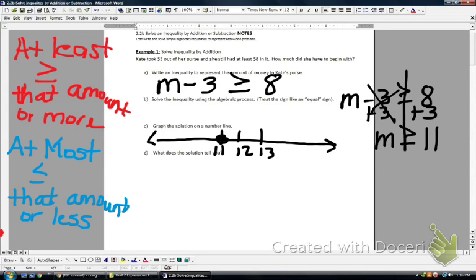Since it's greater than or equal to, it's a closed dot, and then this part to the right is going to be shaded. And then it says, what does the solution tell you? The solution tells me that before Kate spent $3, she had a minimum of $11. She could have had $11.01 or $100. So go ahead and write that down, and I will too.